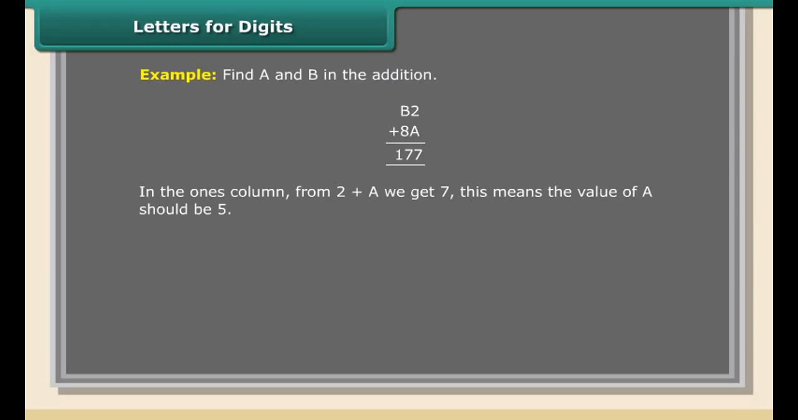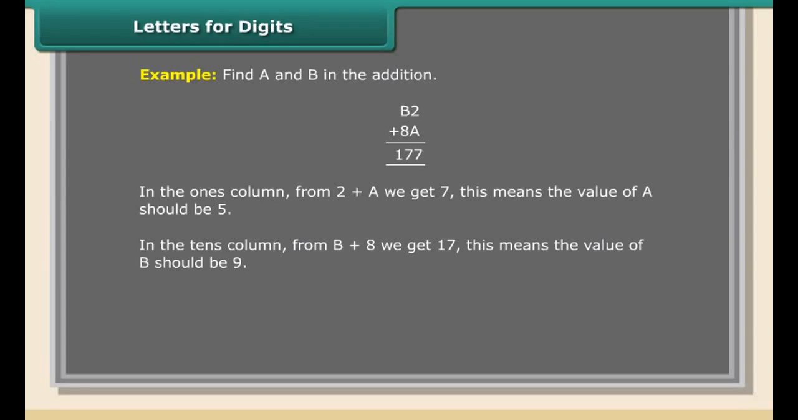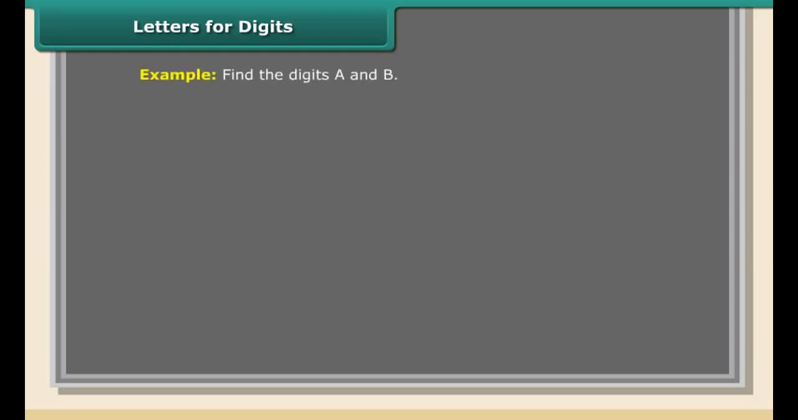Example. Find A and B in the addition. B2 plus 8A is equal to 177. In the ones column, from 2 plus A, we get 7. This means the value of A should be 5. In the tens column, from B plus 8, we get 17. This means the value of B should be 9. 92 plus 85 is equal to 177.